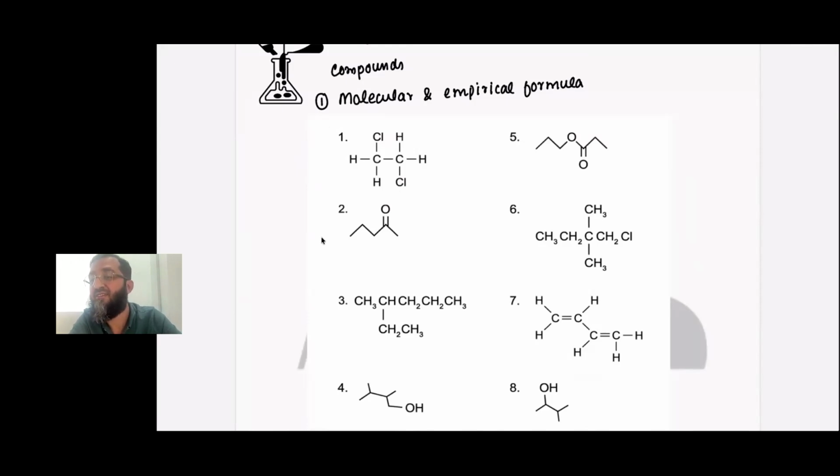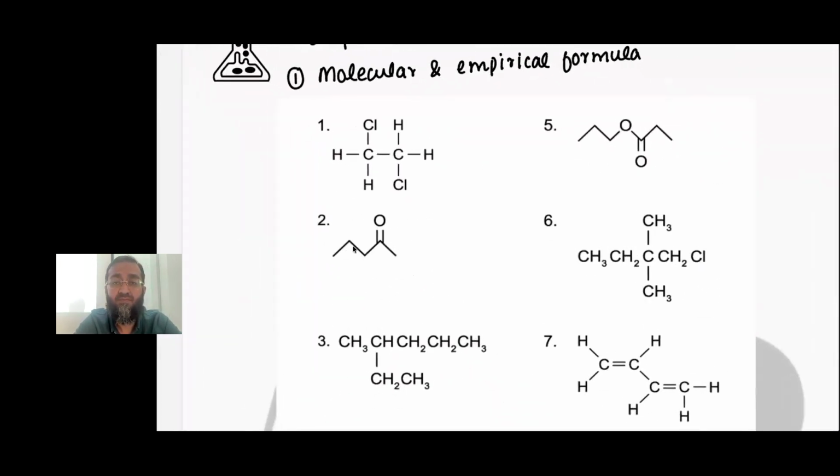Use different colors for empirical formula and for molecular formula. Empirical formula with the blue one. Molecular formula with this one. And empirical formula with the yellow. Molecular, yes, then you can repeat it.